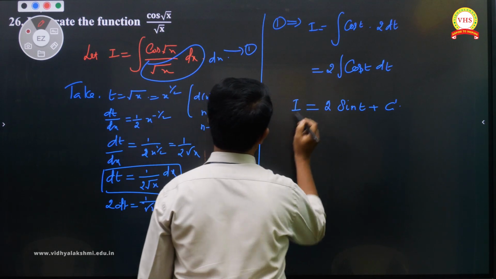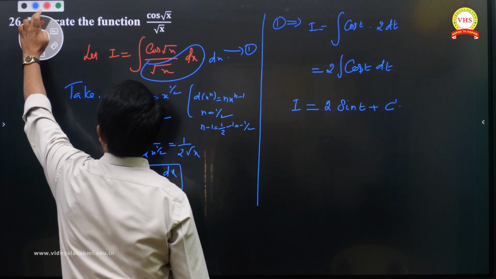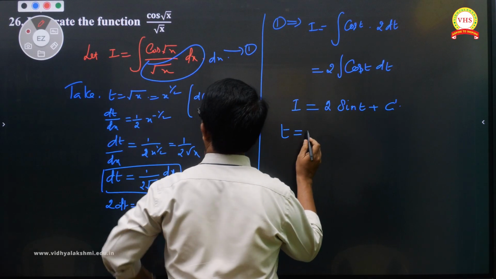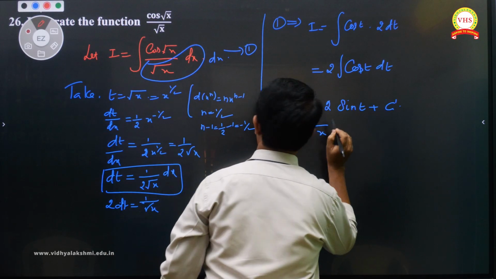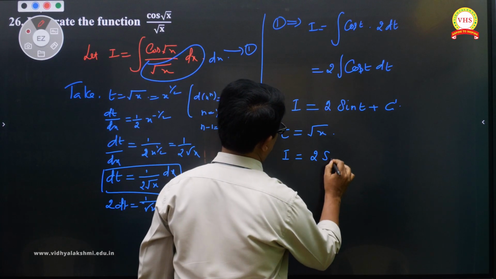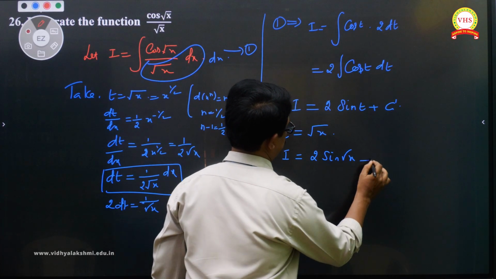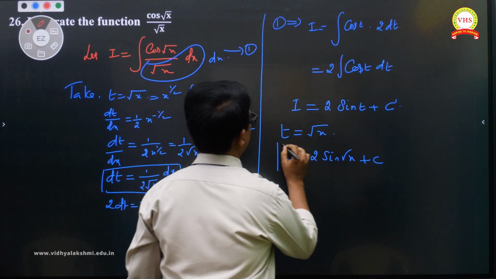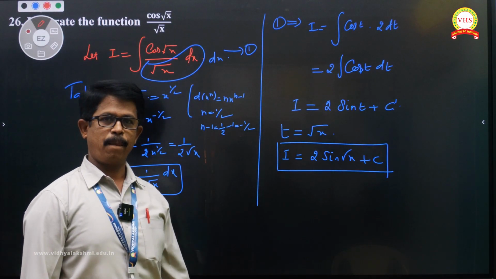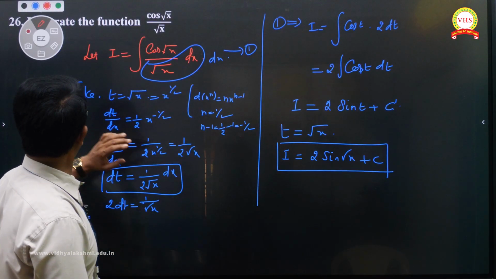Then finally replace the value of t. What is t equal to here? t equal to square root of x. Then finally I equal to 2 into sine of square root of x plus c. This is the required solution for the given sum. Okay? Can we go to the next question?